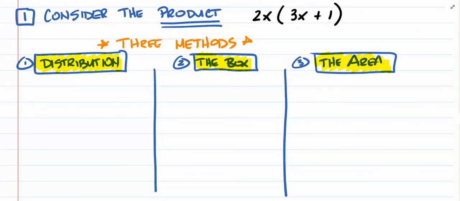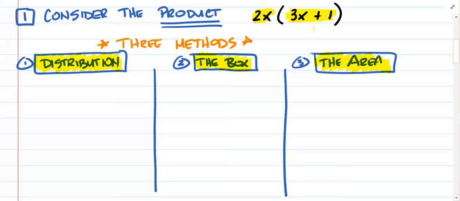Consider the product 2x times 3x plus 1. The word product means multiplication, and I have a monomial, which is 2x, and I'm multiplying it by a binomial, which is 3x plus 1. I want to offer you 3 different methods of looking at this product.